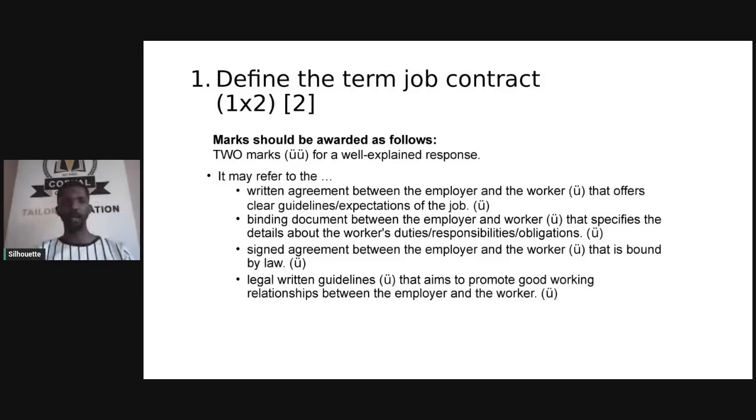Or qualifying, rather. So this is how you answer. This is how we normally mark, as markers for the paper. You'll see there it says marks should be awarded as follows: 2 times a mark. You'll see there in brackets the U with the, what do you call this? The 2 dots on top speaks to the mark. So 2 marks. That's a tick for a well-explained response.